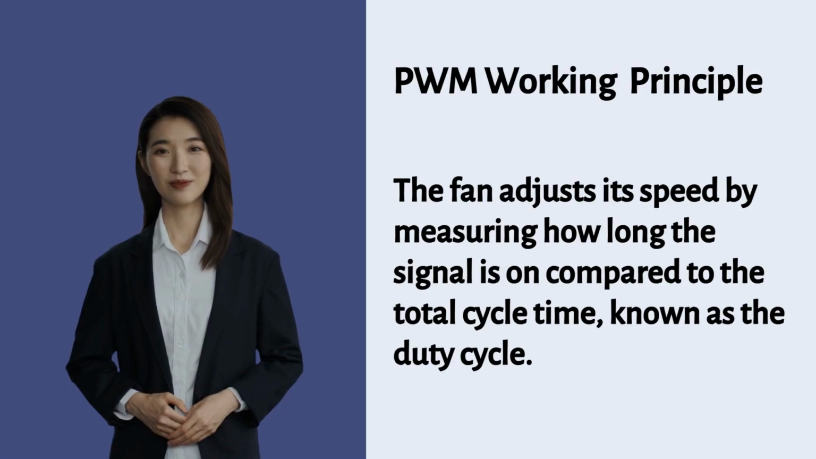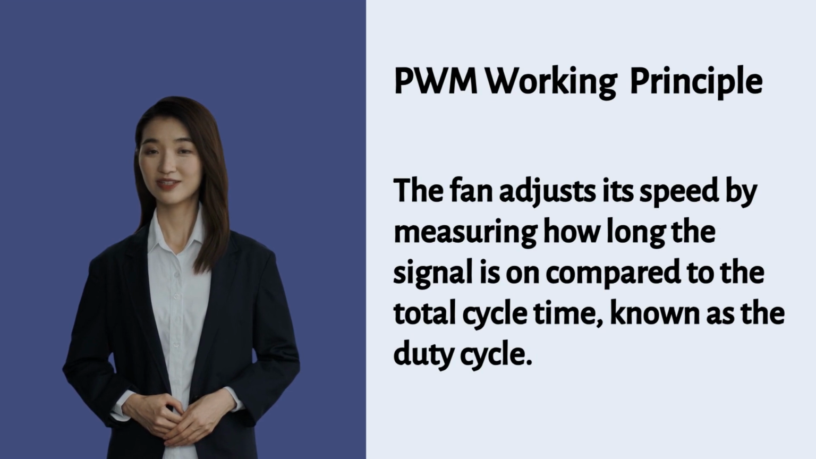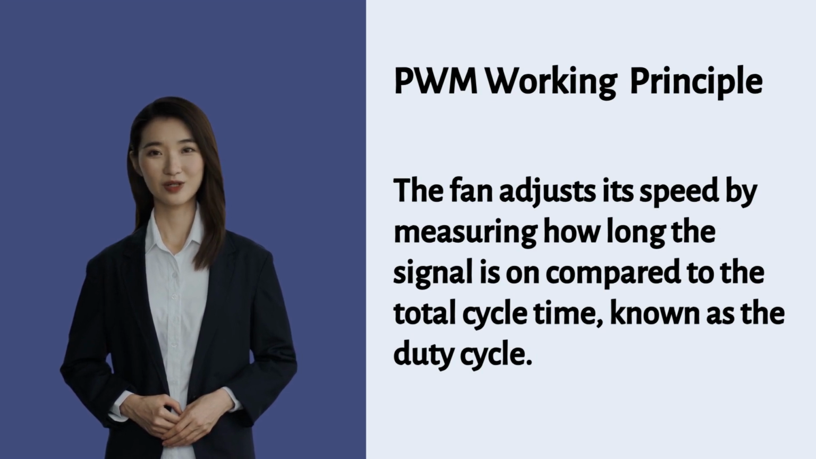Here, we come to the PWM work principle. The fan adjusts its speed by measuring how long the signal is on compared to the total cycle time, known as the duty cycle. By changing how long the fan motor is powered on during each cycle, we adjust the fan output power and then fan speed.